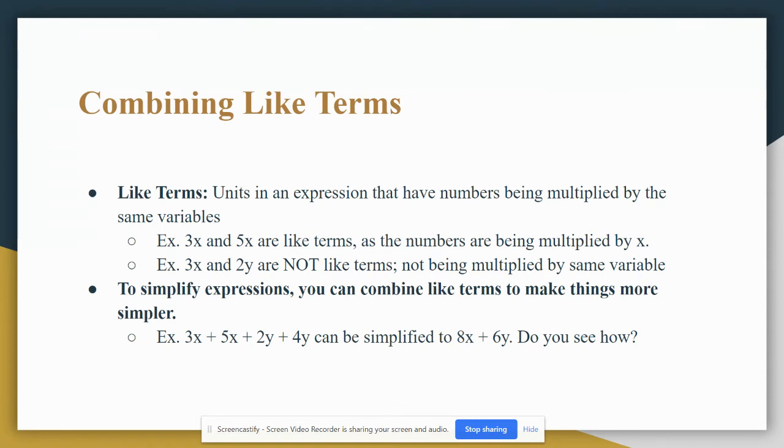To simplify expressions, you can combine like terms to make things simpler. An example is 3x plus 5x plus 2y plus 4y. This can be simplified to 8x plus 6y. Do you see how?